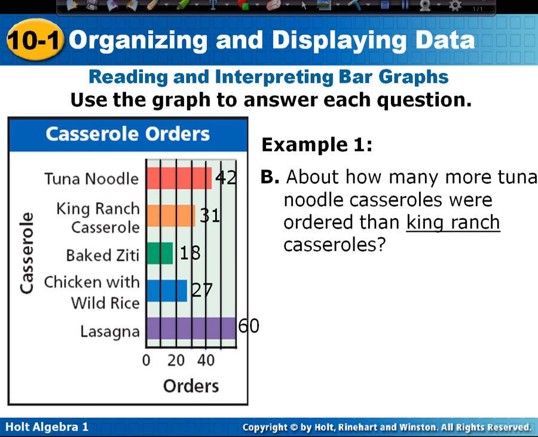B, about how many more tuna noodle casseroles were ordered than King Ranch casseroles? On your worksheet, you're filling in the words King Ranch. To get this, we're going to look at the King Ranch and the tuna noodle. Tuna noodle had 42, and King Ranch had 31. So we're going to say 42 minus 31, and we get 11. Please make sure you have that filled in, what's in red, in your blank. We're also going to say that that's about 10, because again, we're approximating here.